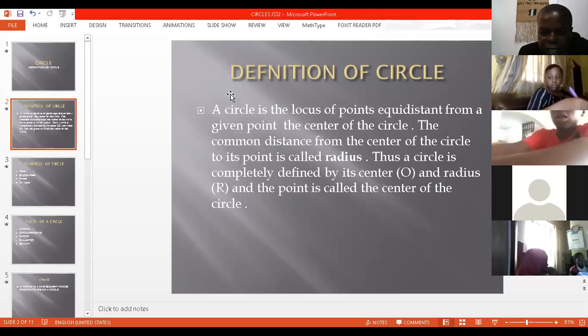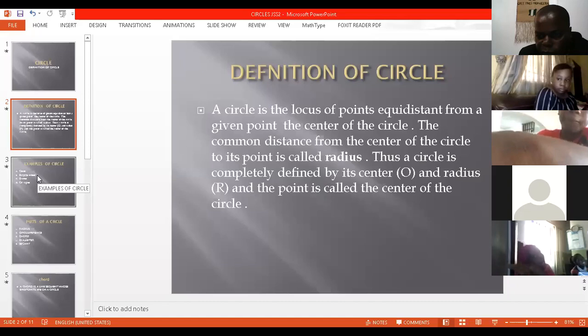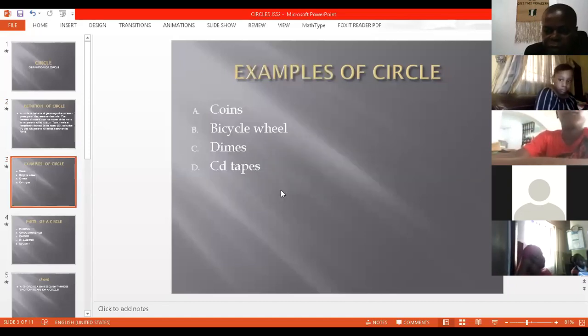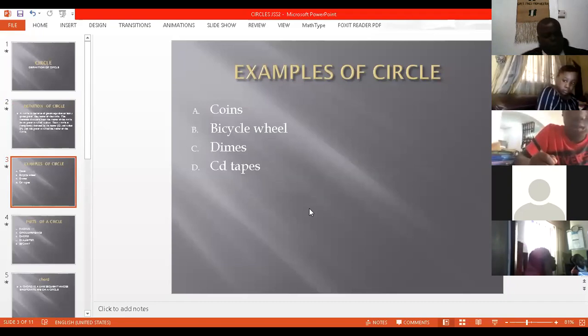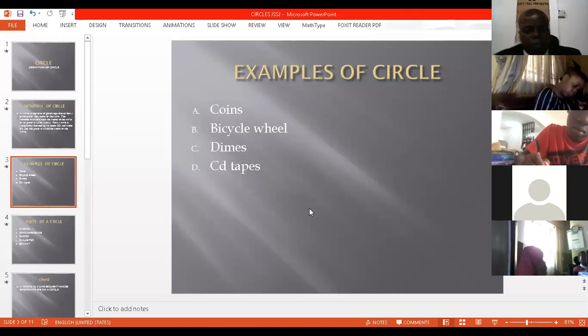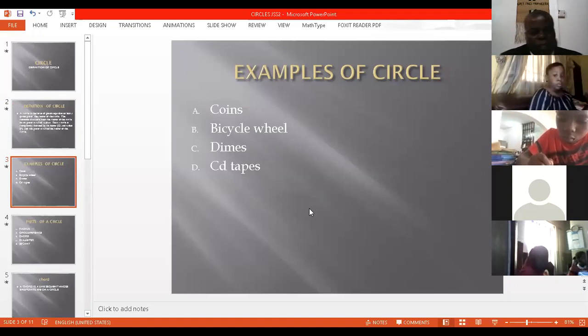Can we move to the next slide? Okay. So please make sure you submit all assignments that you are given. I'm going to record it on the CA sheet. So examples of a circle: coins, bicycle wheel, dimes, and CD tapes. Those are a few examples of a circle.